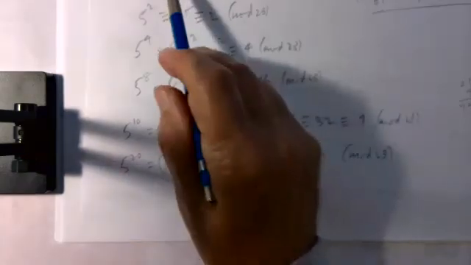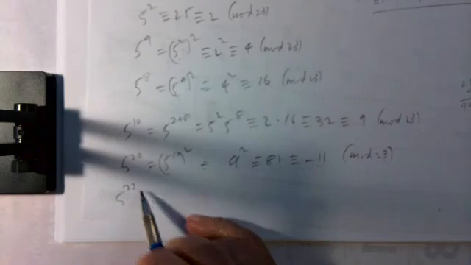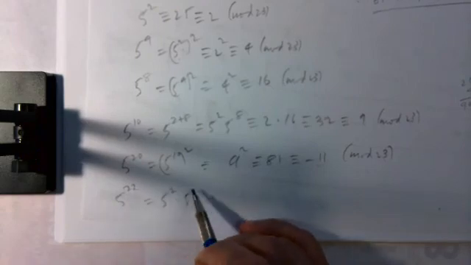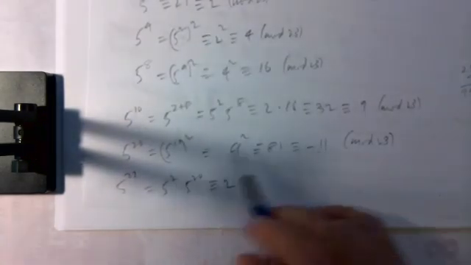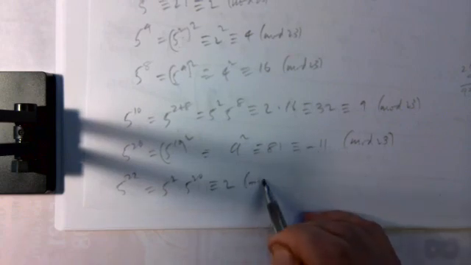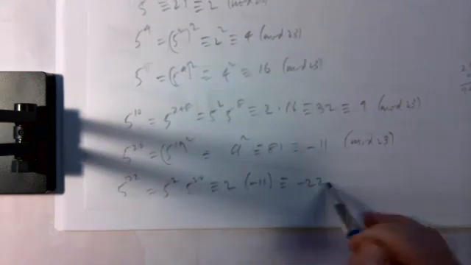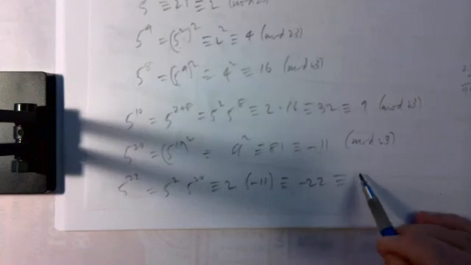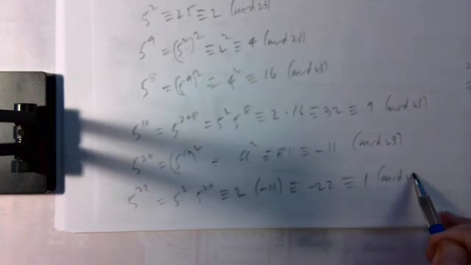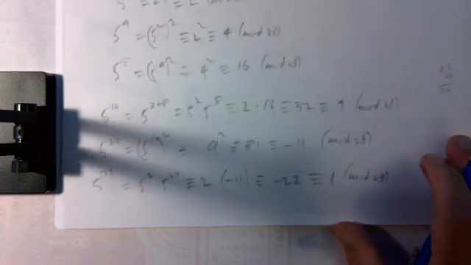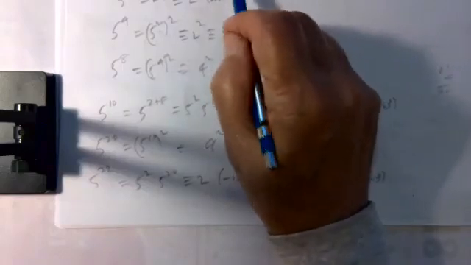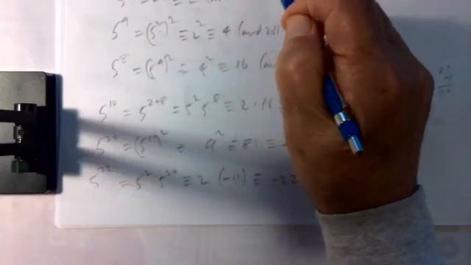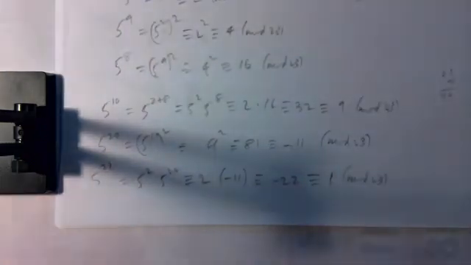Yes. And we're interested in 5 to the 22nd power. So that's 5 squared times 5 to the 20th. 5 squared is congruent to 2, and 5 to the 20th is congruent to minus 11. So this is minus 22, which is the same as plus 1 mod 23. So that's the answer: 5 to the 22nd is congruent to 1 mod 23.